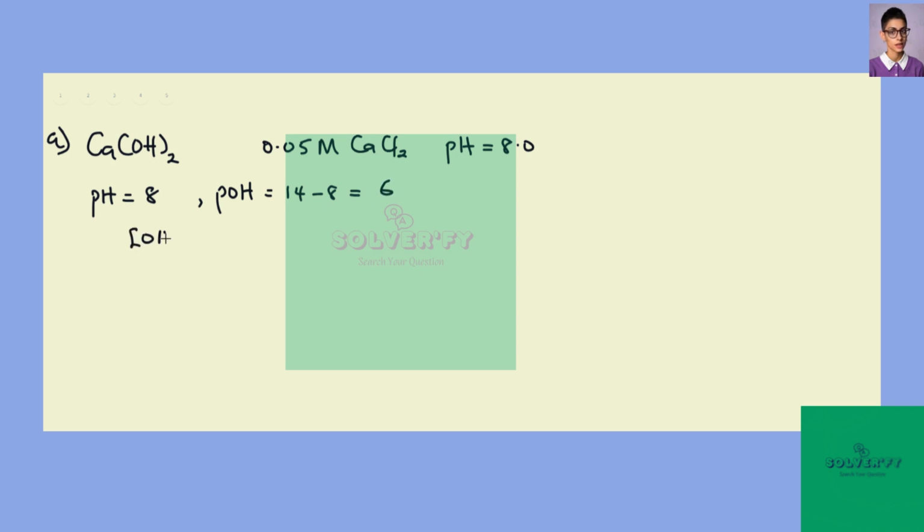Then the OH minus concentration will be the negative logarithm. pOH equals the negative logarithm of the OH minus concentration, and therefore the OH minus concentration will be 10 raised to the power of minus pOH, which is minus 6, and that will be the concentration of the OH in the solution.